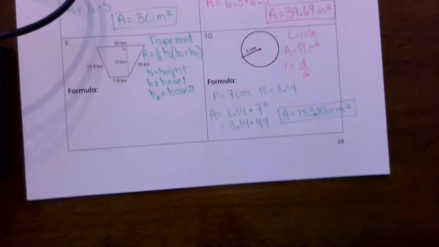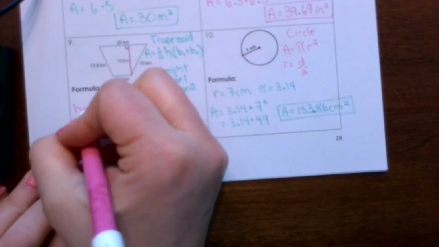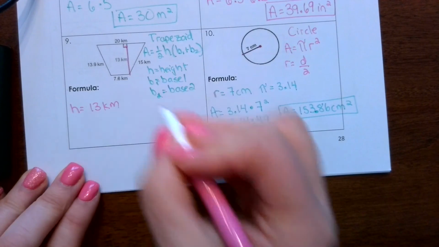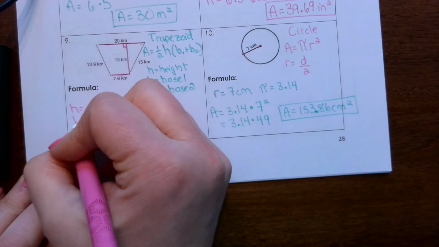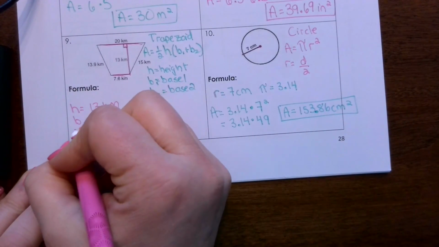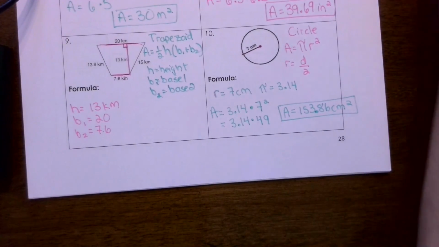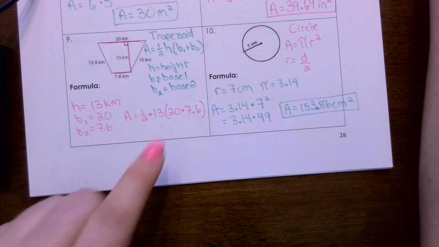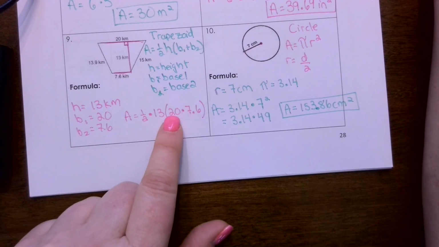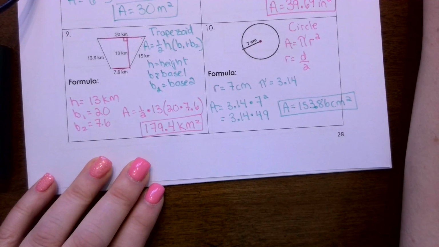Okay, last up, the trapezoid. Remember, my height, look for that right triangle, and I'm going to find the height. Height equals 13 kilometers. That height is also going to connect my two bases. There's base 1, base 2. So base 1 equals 20, and base 2 equals 7.6. Now this is just a matter of putting this in the formula. So I'm going to have you pause it and put it in the formula. Hopefully yours looks like this. I've got 1/2 times the height 13, in parentheses 20 plus 7.6. Put this into Desmos or follow the order of operations and you will get 179.4 kilometers squared.